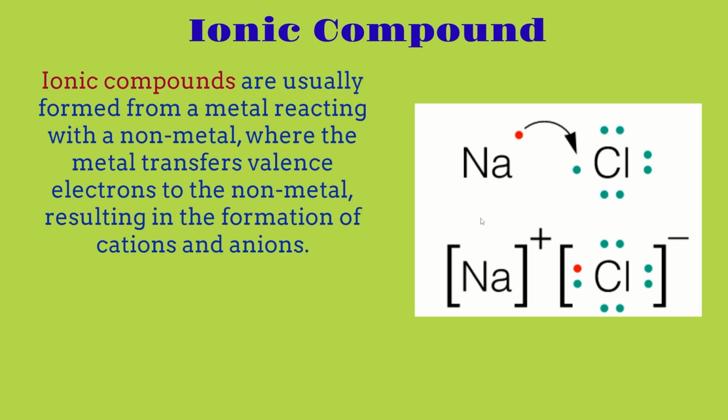So ionic compounds are usually formed from a metal reacting with a nonmetal, where the metal transfers a valence electron to the nonmetal, resulting in the formation of cations and anions. So for example, right here is a picture of sodium and also chlorine, and this shows the outer shells of both of them. Inside of sodium, the outer valence electron shell has 1, and the outer valence electron shell of chlorine has 7.